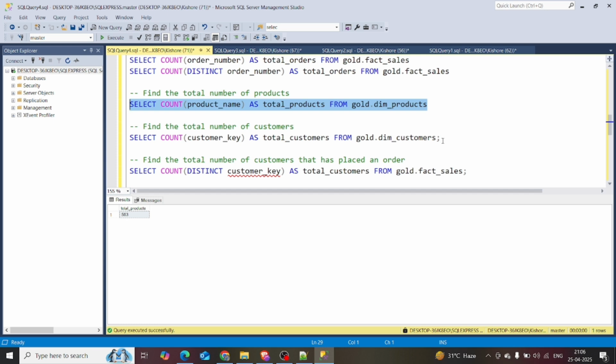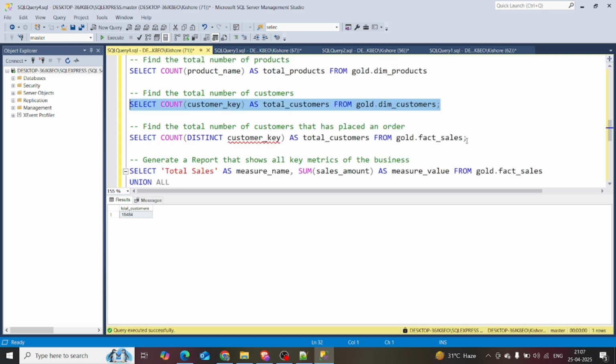And we want to find the total number of customers, which comes from the gold dimension customers. I suggest watching the previous video before coming to this one, so that you understand what the gold layer means, what the silver layer means, and what the bronze layer means. We loaded the cleaned data in the gold layer. When I execute it, the output is 18,486 total customers in the company.